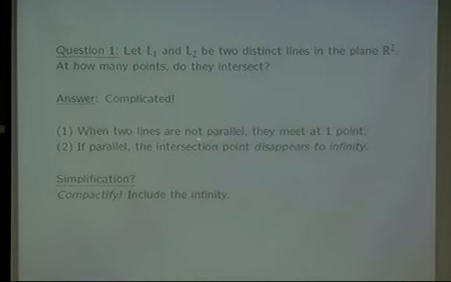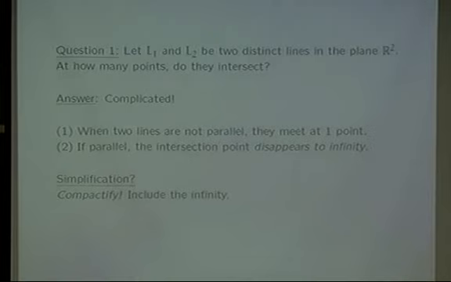If 2 lines are not parallel, they meet at 1 point. If they are parallel, then the intersection point disappears. If you have two lines and they become parallel gradually, then the intersection point disappears to infinity. So that's bad news. Okay, what do you have to do?